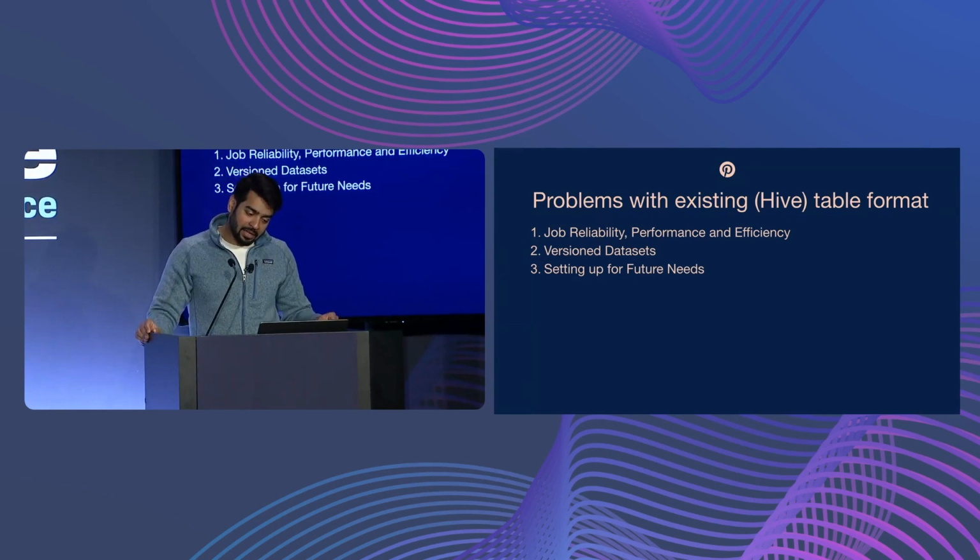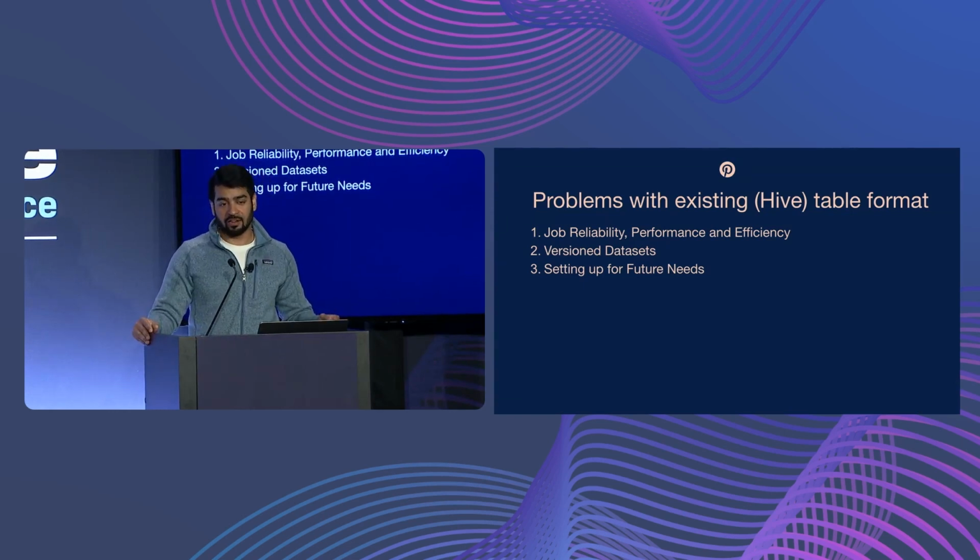The other issue was because we are just relying on S3 for the current state of the data set, there were scenarios where the jobs would just fail, and that was one of the other issues hitting our reliability pretty hard. The second dimension is mostly around versioned data sets.